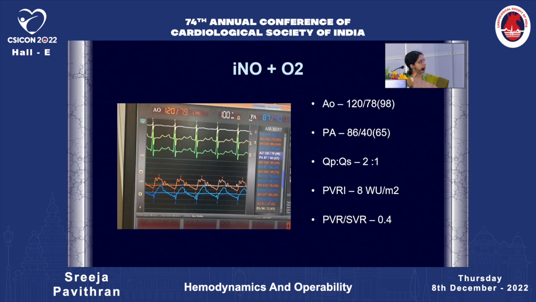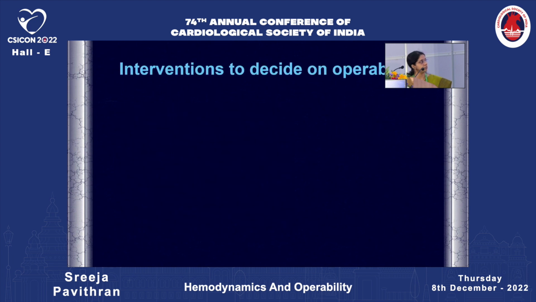Now what happens on nitric oxide? There is some separation. You can see that there is some separation between the two pressures, but however the absolute PA pressure is still high, 86 systolic. The QP/QS is marginally more, PVRI has marginally fallen, but still nowhere near the operable range for an ASD. So we have to treat this child with pulmonary vasodilators and reassess if at all, but more likely this PA pressure and PVR is unrelated to the ASD in this patient.